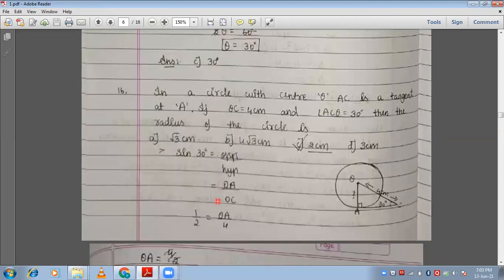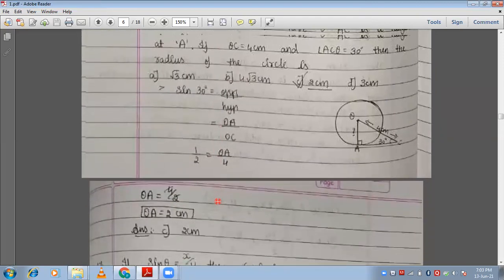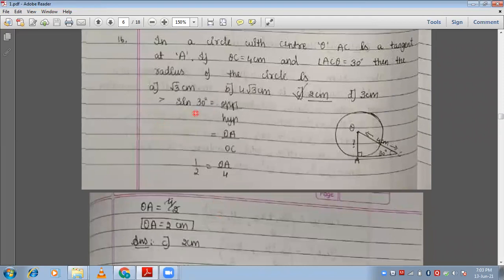Next sum. In the circle with center O, AC is a tangent at A. OC is equal to 4 centimeters. Angle ACO is equal to 30 degrees, then the radius of the circle is dash. So yes, we know the tangent is always perpendicular to the radius. So this makes 90 degrees. So you need to find out the radius.